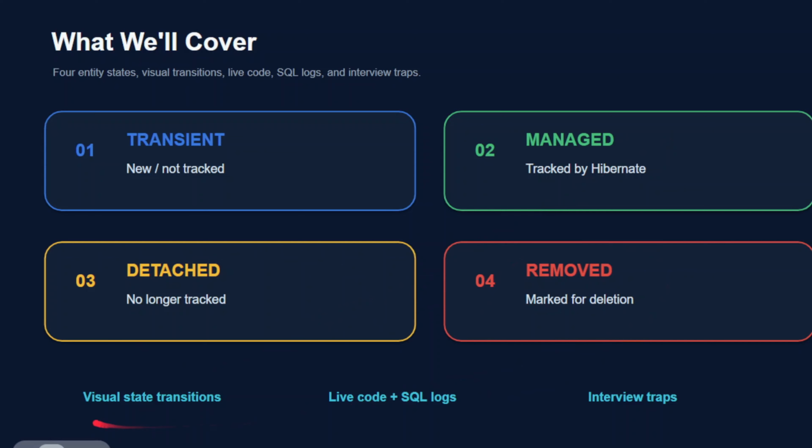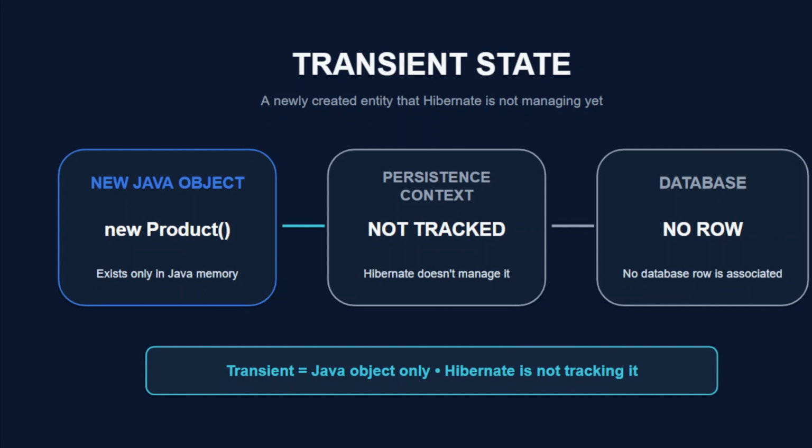We will look at visual state transitions, live code demonstrations with SQL logs, and the exact interview traps you must watch out for. Let's start with the transient state. When we simply create a new entity using the new keyword, it is in the transient state. Hibernate is not tracking this object yet, so there is no database row associated with it.